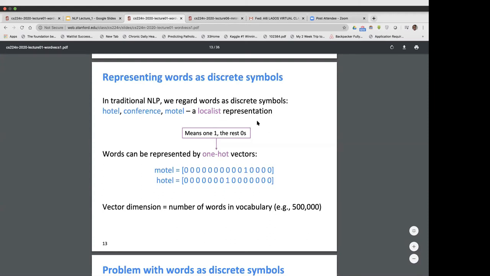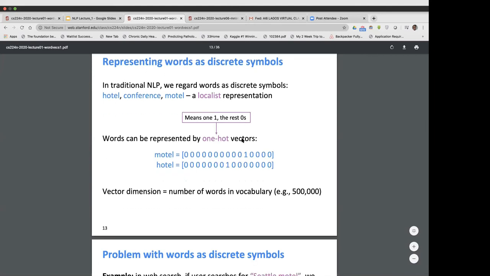We all know what one-hot vectors are, right? Because I need someone to say yes. Yes. Okay, thank you, Kosi.